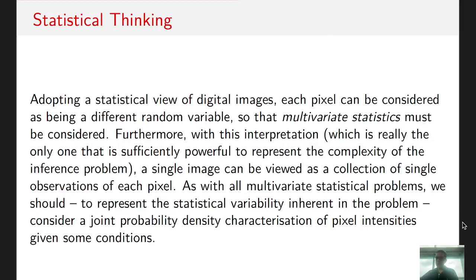So let's now move on to discussing the statistical view of images. So we've talked about having a structural view of a local region of one image, but when we think about images, there is another way to think about images as collections of random variables. So this needs a little bit of a quick explanation.